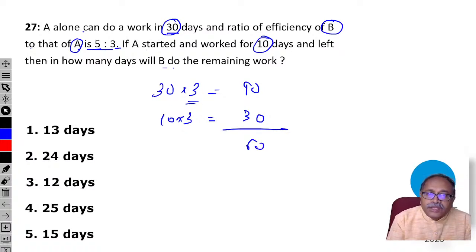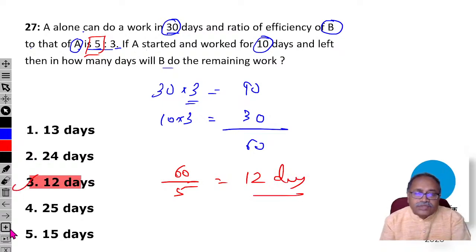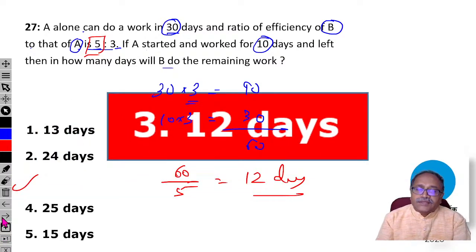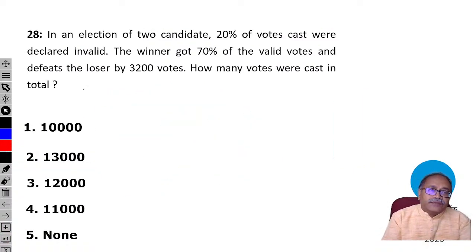Then in how many days can B do the remaining work? So remaining work 60 and B efficiency is 5. So my answer should be 60 divided by 5, that's 12 days remaining. Ekkadana 12 days unnada, option choice 3 is your answer. That's right, wonderful. Now come to this question.